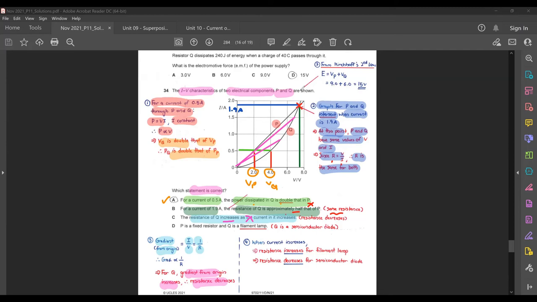Okay. And then after that, for the last answer choice, they tell you P is a fixed resistor and Q is a filament lamp.